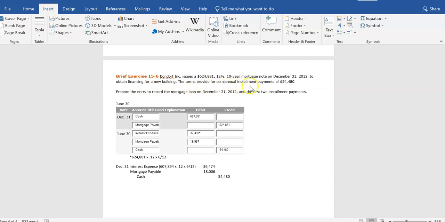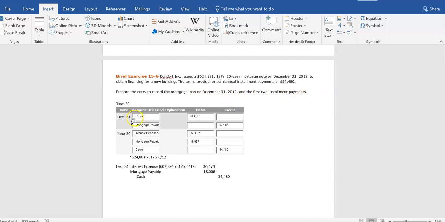Terms provide for semi-annual installment payments of $50,480. So whereas most of us end up paying our mortgage monthly, they have set it up to make semi-annual installment payments. In other words, they're only paying twice a year. So we are first going to prepare the journal entry to record the mortgage loan on December 31st, and then the first two installment payments.